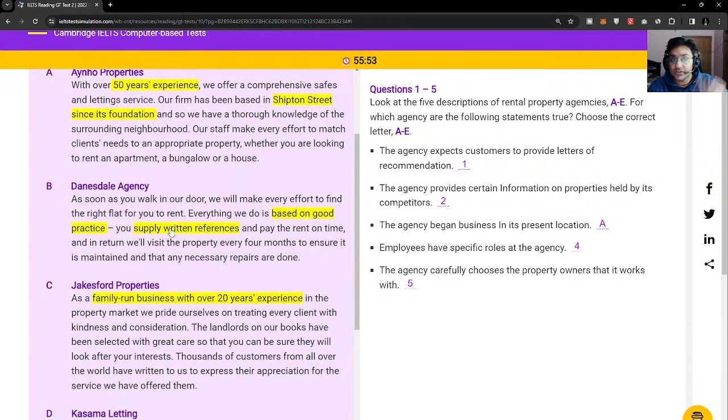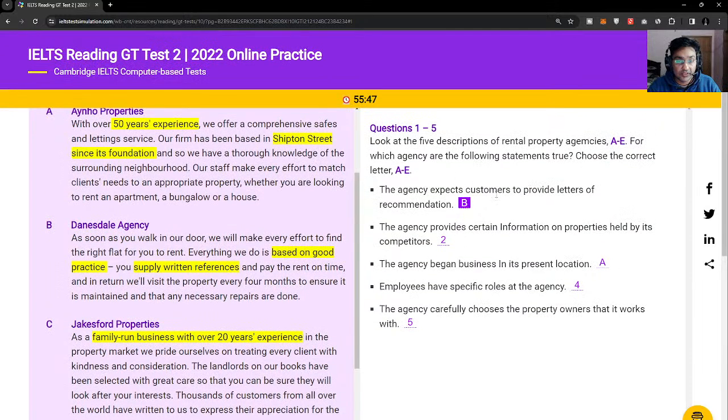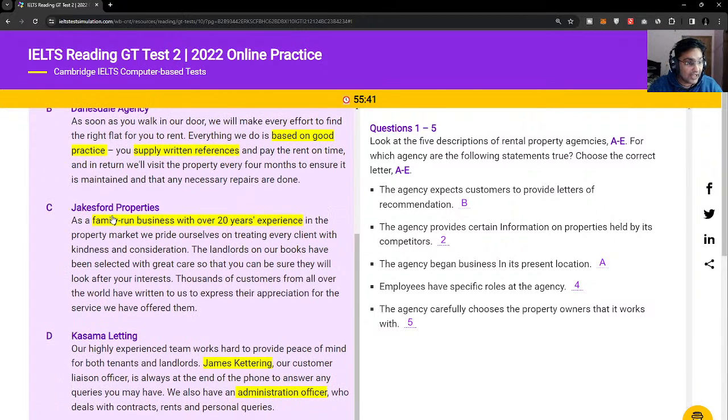Letter of recommendation, written reference, same thing. So it's B. The answer for B is this one, the first one. Okay. Now let's move on.